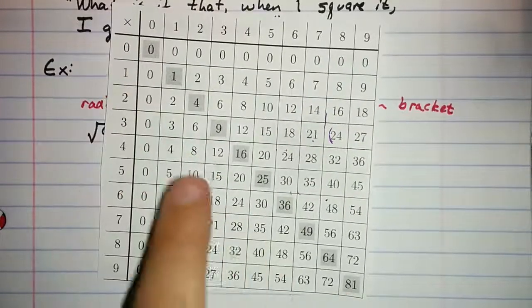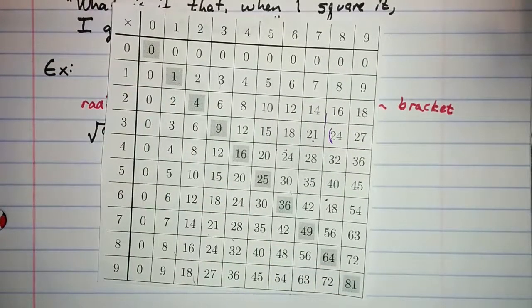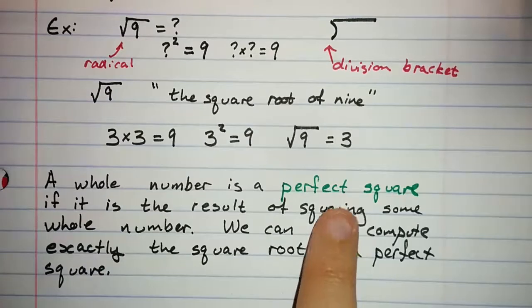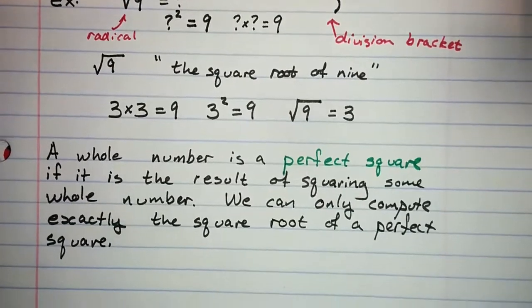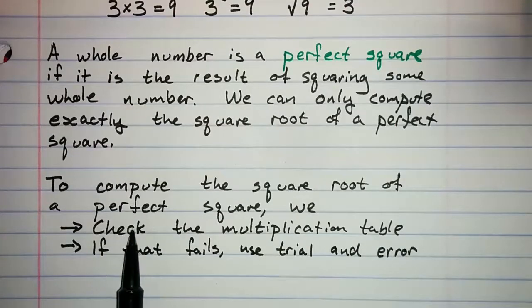These numbers that we see down the diagonal here are a special kind of number called a perfect square. We call a whole number a perfect square if it's the result of squaring some whole number. We can only compute exactly the square root of a perfect square. And there really isn't a nice way to compute square roots in general. The easiest way is, if it's a small enough number, we check the multiplication table.